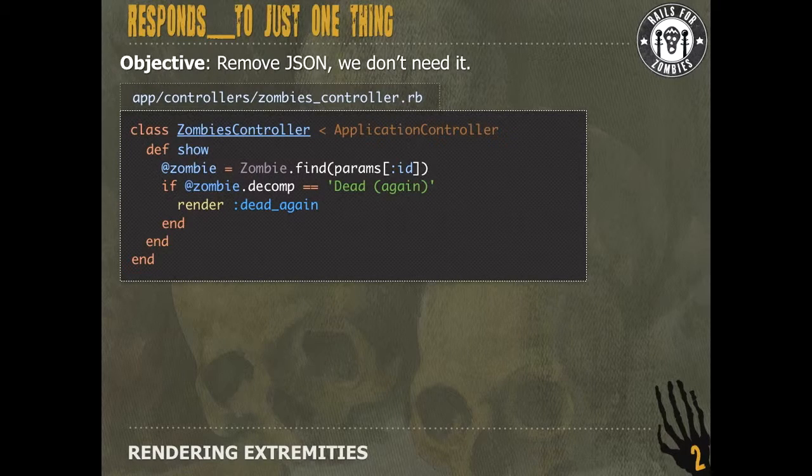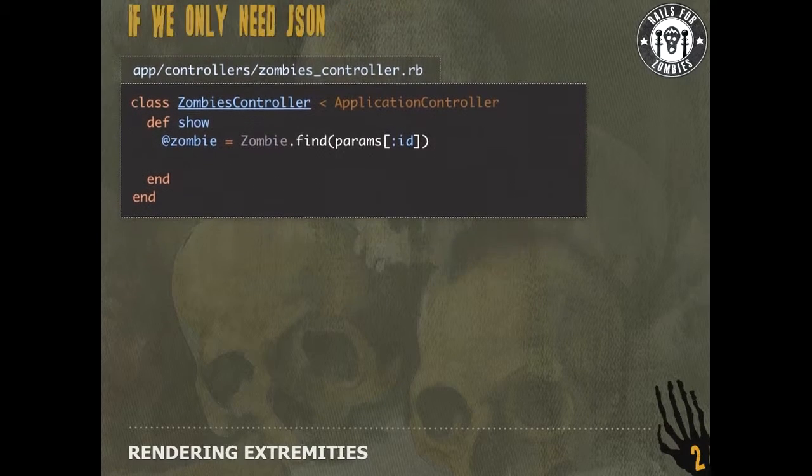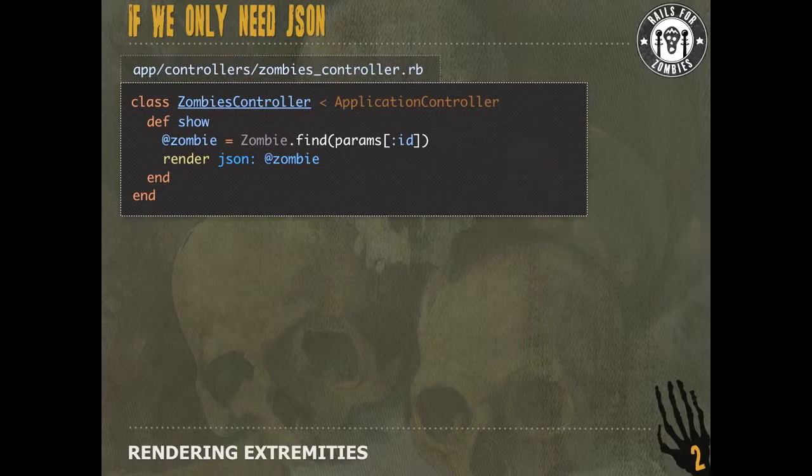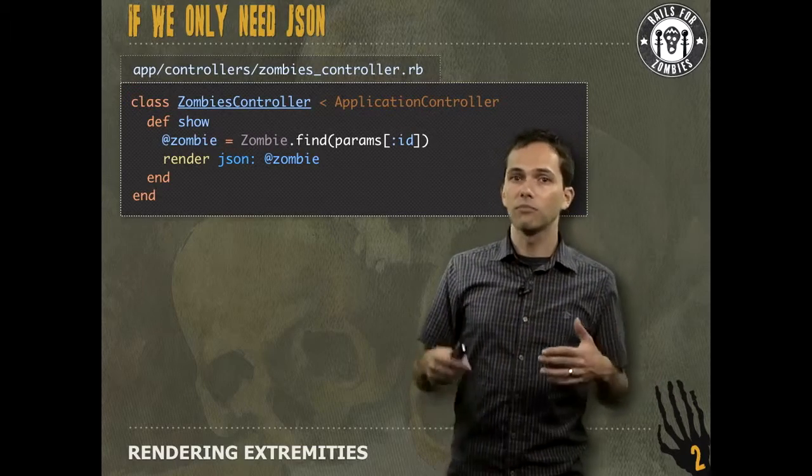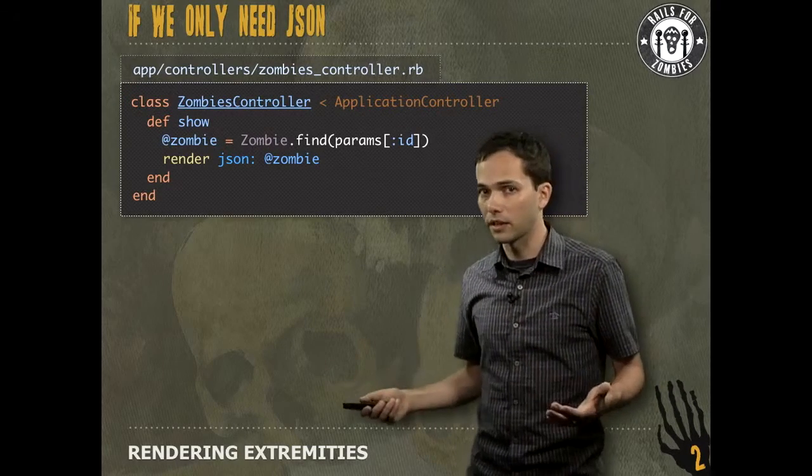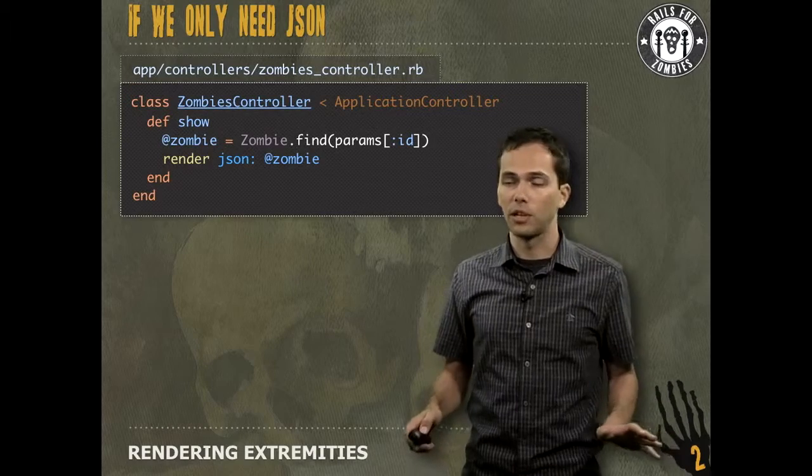Okay. Well, what if we only need JSON? On the other hand, what if we don't need HTML at all? Now we just need JSON. How might it change? Well, we don't need to add the respond_to block. We only need to add render json: @zombie. The moral of the story is that if our action only needs to respond to one thing, we don't need to have that respond_to block.